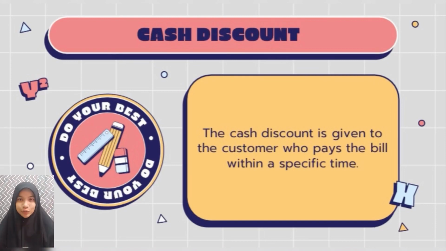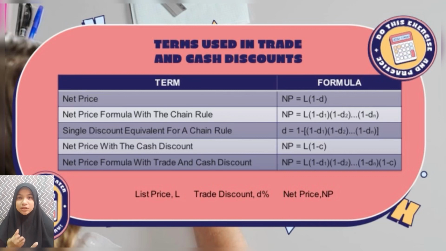Hi, Assalamualaikum. My name is SAFIYAH binti NORIDEN, and today I will present about the definition of cash discount. The cash discount is given to the customer who pays the bill or invoice within a specific period of time. There are a few terms used in trade and cash discount. Firstly, the net price, which is NP equals to L in bracket 1 minus D. After that, net price formula with the chain rule, NP equals to L in bracket 1 minus D1 in bracket 1 minus D2 and in bracket 1 minus Dn.